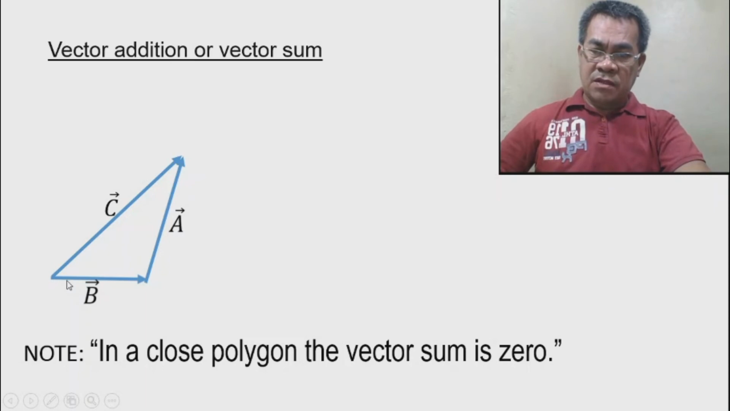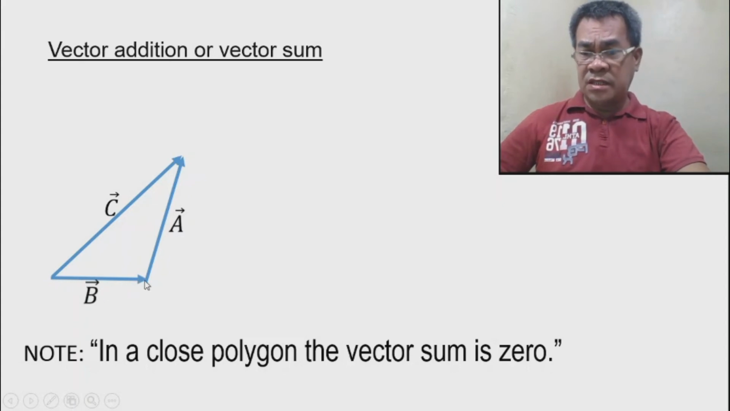Why? Because it starts from tail and it ends up with tip. So therefore, these are parallel vectors. Now, moving again forward, you have to close the polygon. So you have to think of water that flows along this line. So this is parallel along the line, and we have this arrow. Okay, these are parallel vectors, and this is positive.